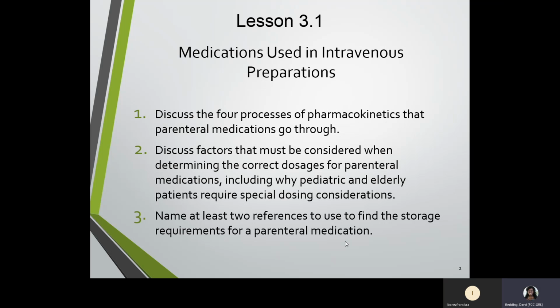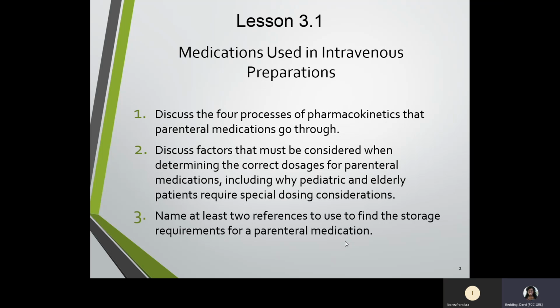So in this presentation, we are going to be going over the following objectives. At the end of this presentation, everyone should be familiar with how to discuss the 4 processes of pharmacokinetics that parenteral medications go through. You should be able to discuss factors that must be considered when determining the correct dosages for parenteral medications, including why pediatric and elderly patients require special dosing considerations.